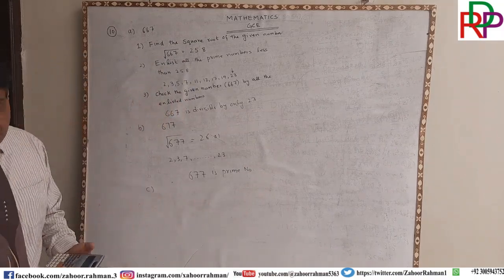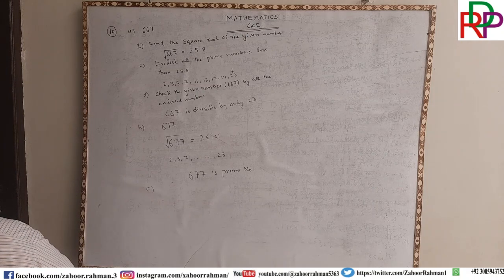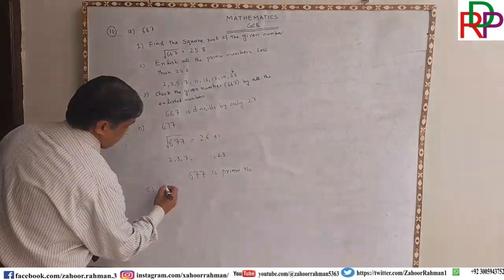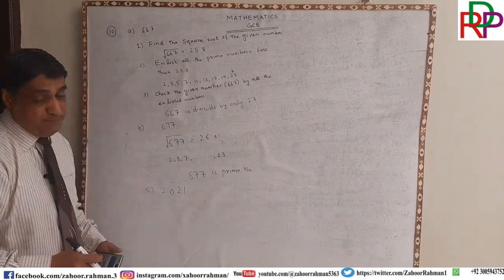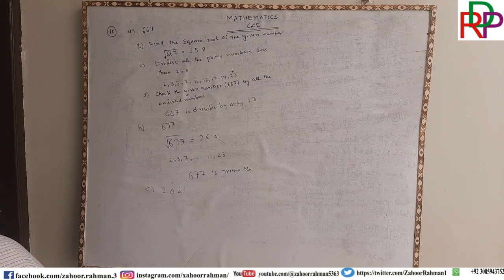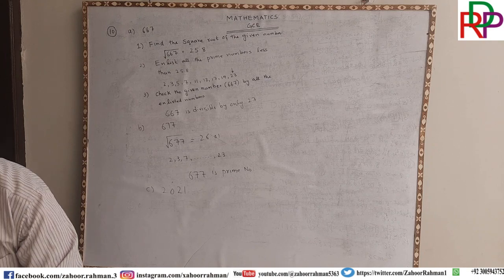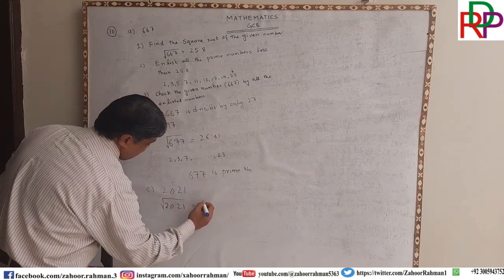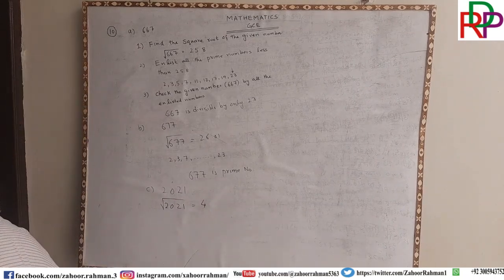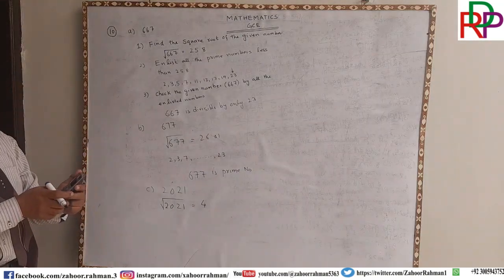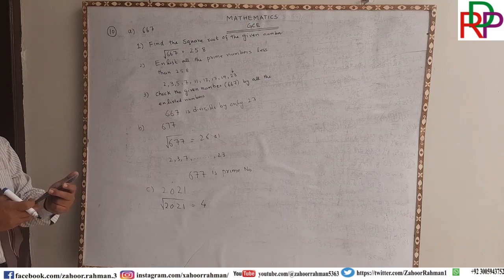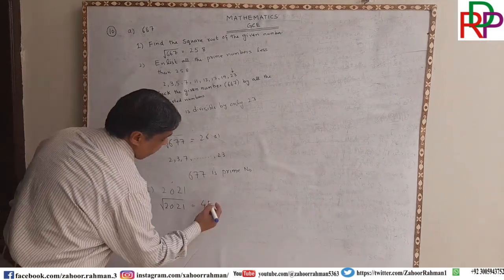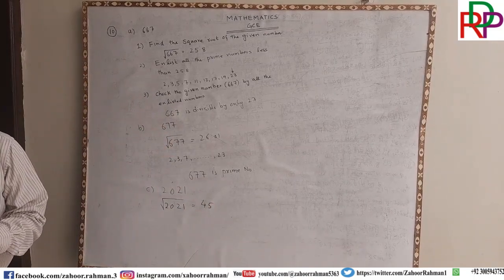Now the C part is another one, and that is 2021. Your first job is to find the square root. The square root of 2021, which is equal to 43, I think, which is equal to under the root 2021, and that is equal to 44.9. So it is 45. 44.9 is nearly equal to 45.